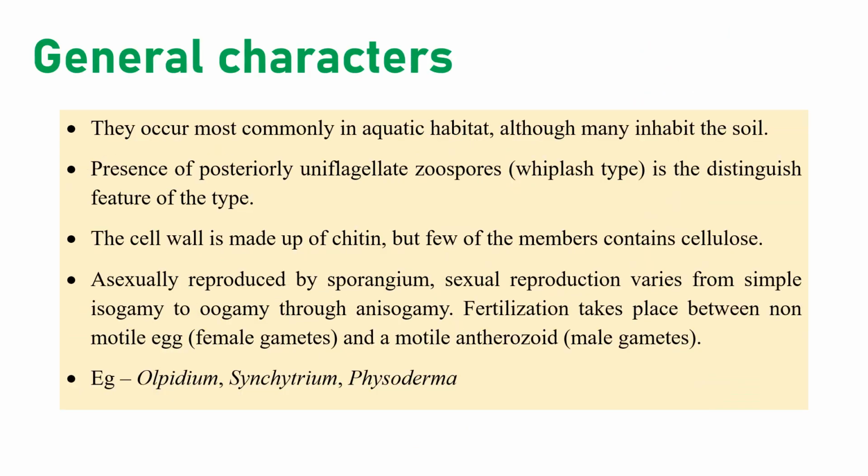Now we will see the general characters of this Chytridiomycota group of fungi. Of course, a couple of things from the previous slide can also be considered general characters, but there are also some important common features. They mostly occur in aquatic habitats, which means they mostly occur in water. Although there are a couple of fungi which grow on soil, the most important feature, as I told you, is the posterior whiplash type of flagella. Posterior means downward, whiplash means without hair. Posterior whiplash flagella is one of the most distinguishing features of this Chytridiomycota.